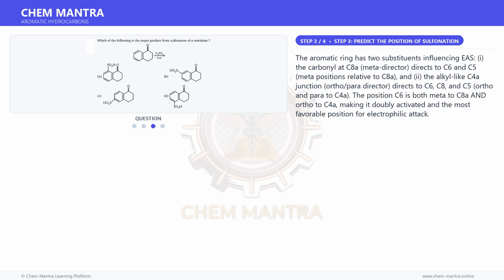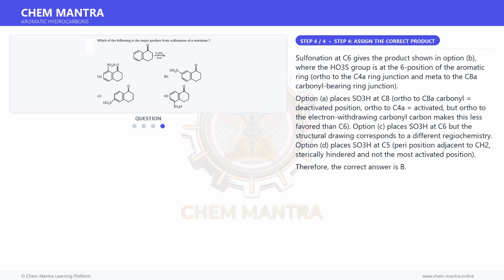position for electrophilic attack. And for the final step, sulfonation at C6 gives the product shown in option B, where the HO3S group is at the 6th position of the aromatic ring, ortho to the C4A ring junction and meta to the C8A carbonyl-bearing ring junction.